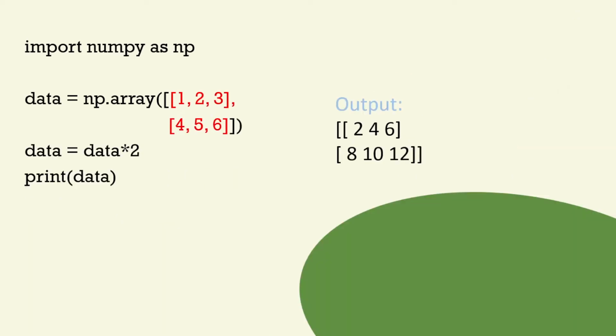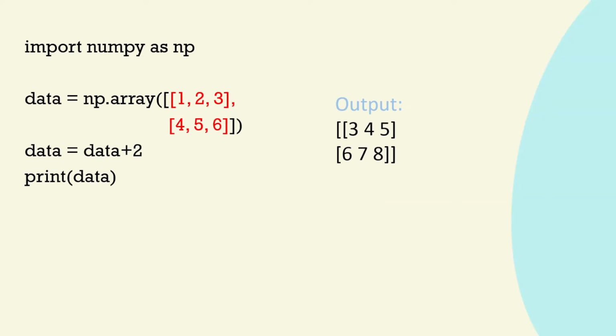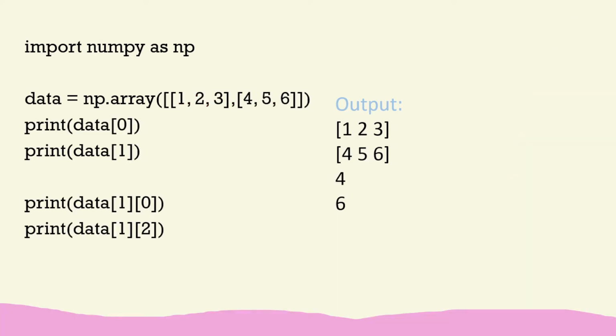Now we can perform simple operations. So here we just multiply each element by 2. Data equals data times 2. Or we can even just add 2. So it's very easy to perform operations on each item. Now here we've printed the first array, data[0], the second array, data[1], and also we can access each element. So data[1][0], using those indexes, would be the element 4, and the last element would be data with index 1 and 2, the element 6.